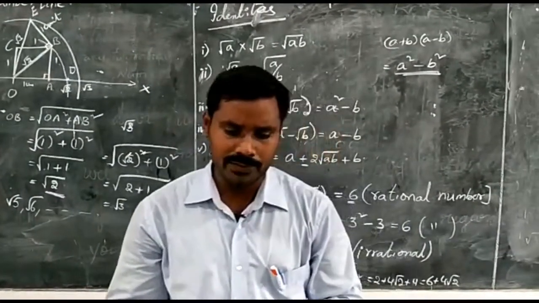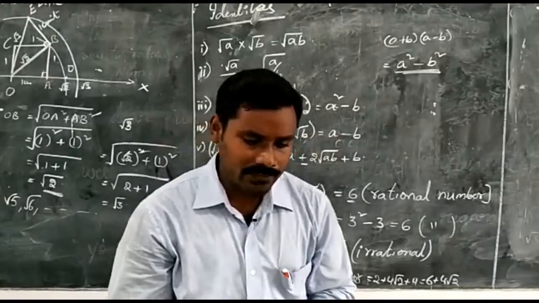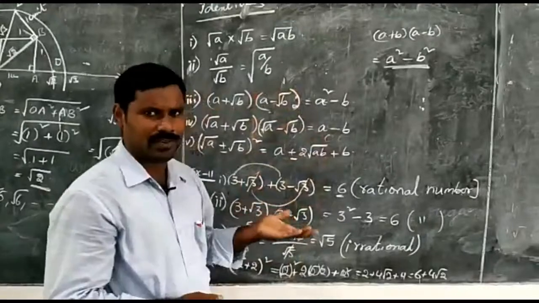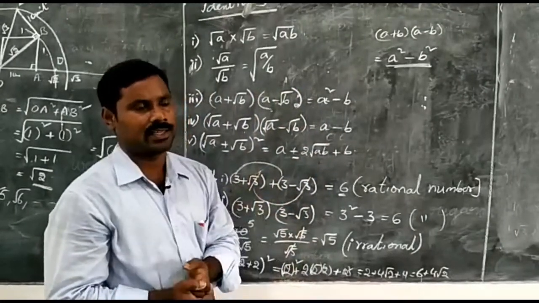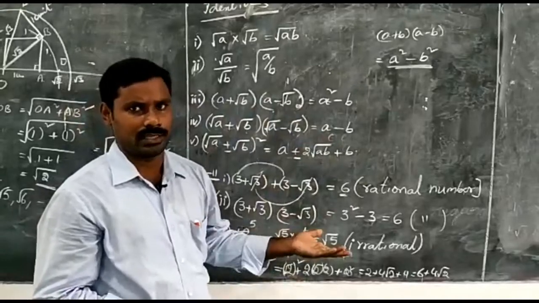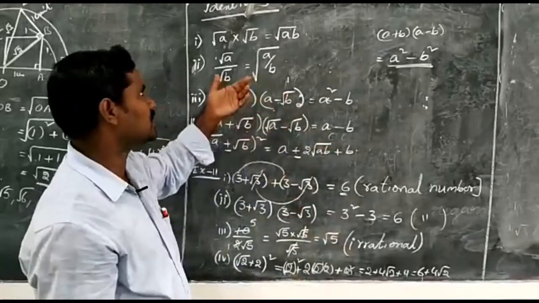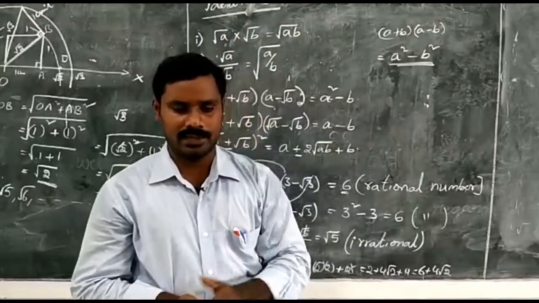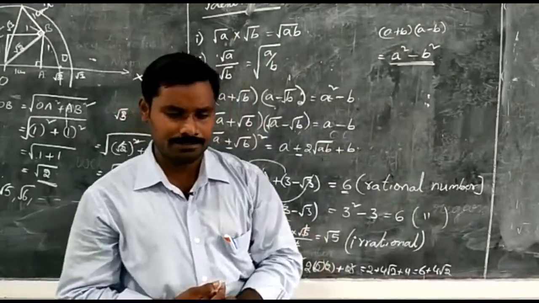In exercise 1.2, first problem: classify the following numbers as rational or irrational. By using these formulas, for example, first one, root 27 can be written as root 9 into 3. Root 9 value 3. Root 3 value is irrational. Now you can apply this formula and write it is irrational. Like that you can complete the first exercise.